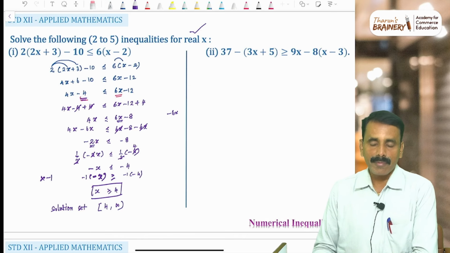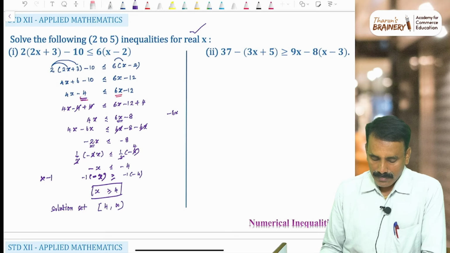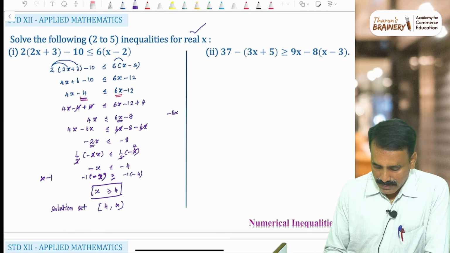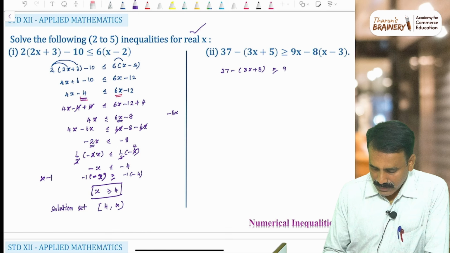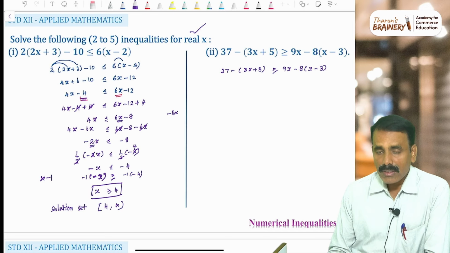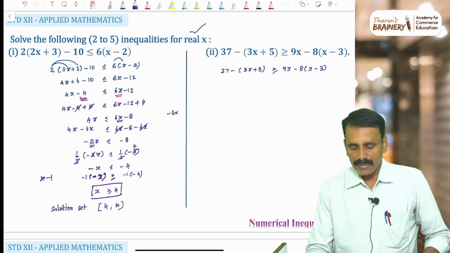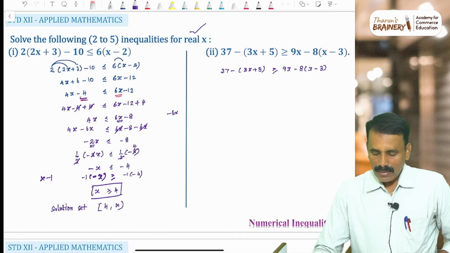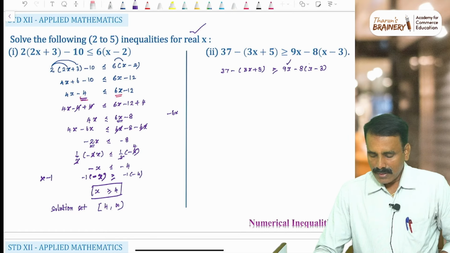Now, see a similar type of problem. Here it is given 37 minus (3x plus 5) greater than or equal to 9x minus 8 into (x minus 3). Here on the left hand side we have two constants, one variable. Right hand side we have a variable term here and again a variable term. Here it is a constant term.